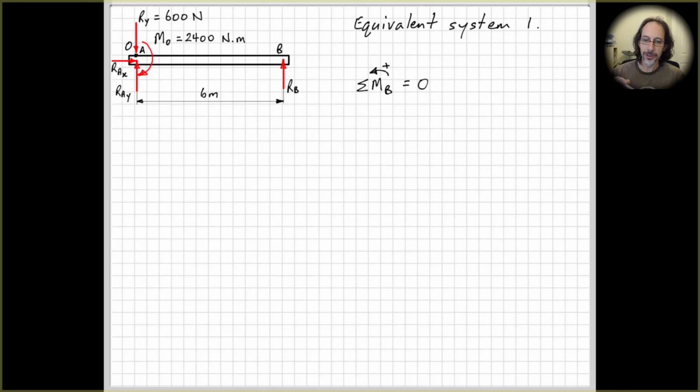So this time I'm going to do something a little bit different. I'm going to take moments about point B instead of point A. You could take moments about point A if you want. In fact, why don't you do that as an exercise? Right, so looking at what we've got here, so we've taken anti-clockwise as positive. So our applied couple moment here is 2,400 Newton meters clockwise, so that's negative.